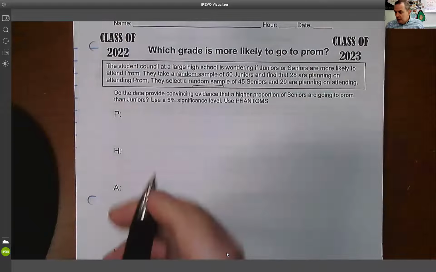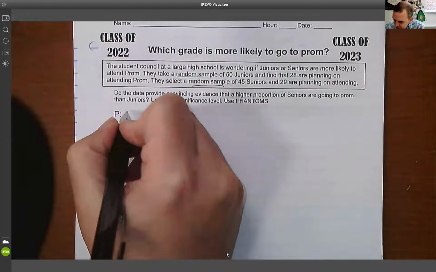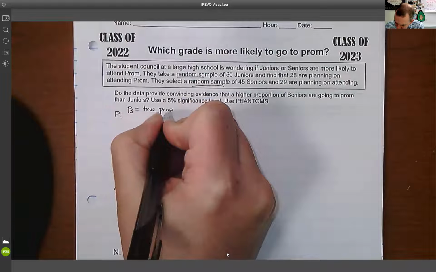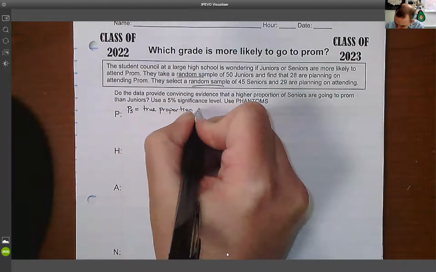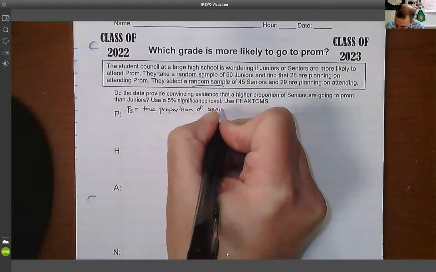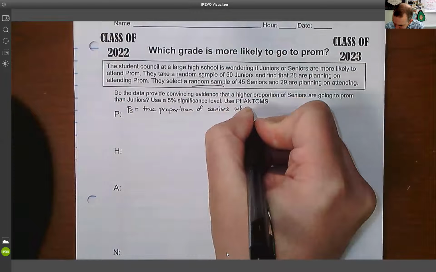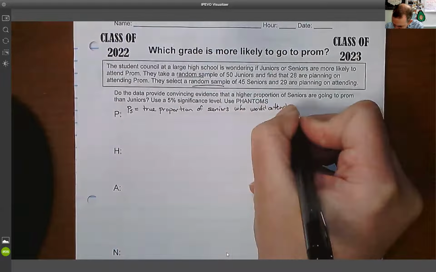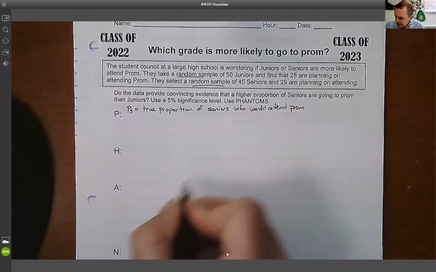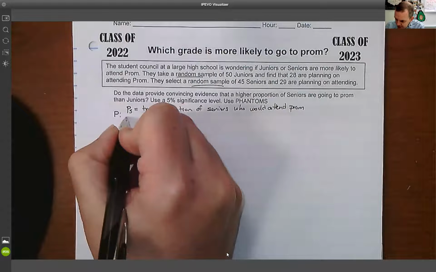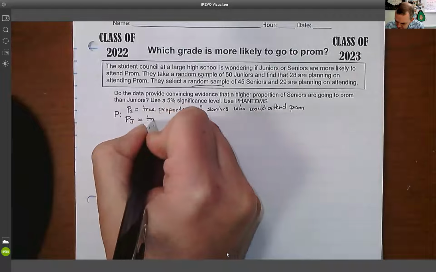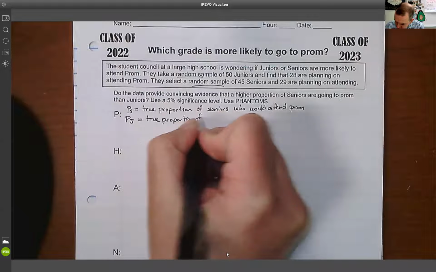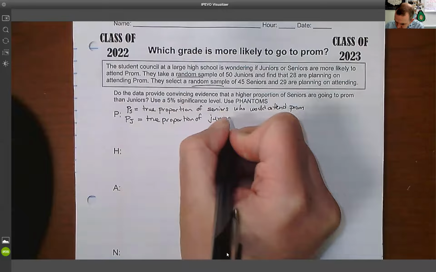So again, in this case, the first thing I would say is that PS is the true proportion of seniors who would attend prom. And then PJ would be the true proportion of juniors who would attend prom.